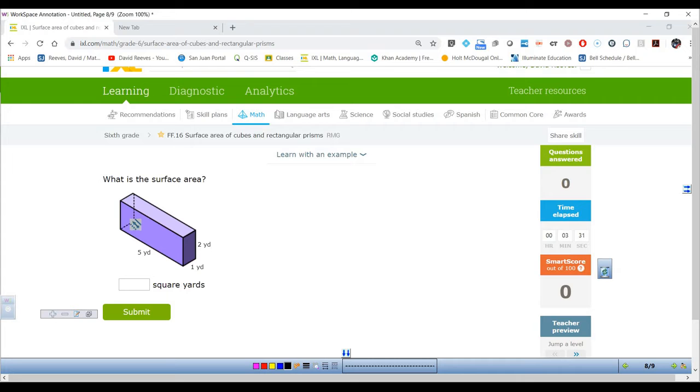So I'm going to go ahead and add in some extra lines here to give you a little bit more of a three-dimensional picture. So in a prism, you always have two bases that are congruent.